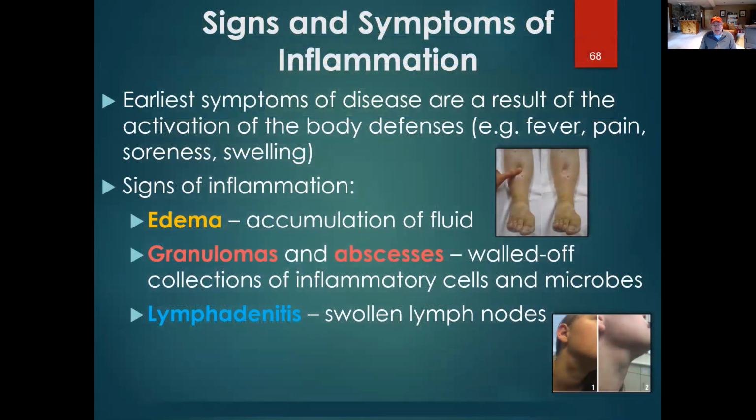Some signs and symptoms. This really truly gets back to A&P. So I'm not going to spend a ton of time on this, but we've talked about how one of the earliest symptoms of an infection is inflammation, right? Swelling due to accumulation of fluid, edema, or walled off zones that contain microbes, these granulomas and abscesses. The body attempts to wall them off, preventing them from moving beyond that initial site.